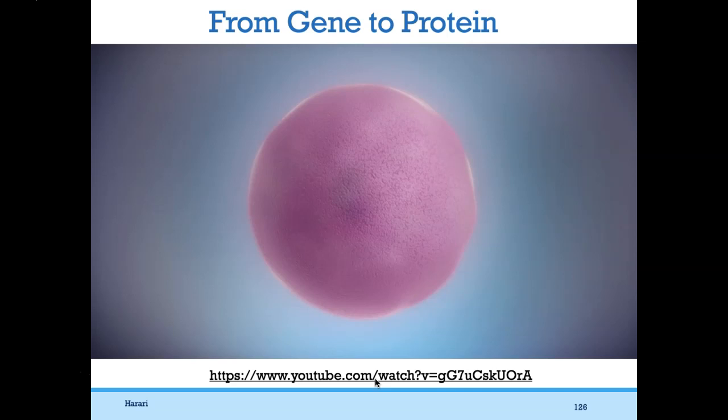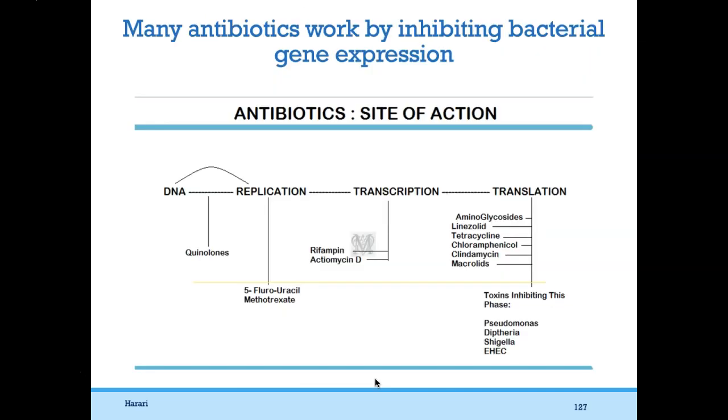But before we go to that, I just want to point out that many antibiotics work by inhibiting bacterial gene expression. So when you think about antibiotics, right, we're trying to control bacterial infections. What they're doing is stopping bacteria from making their proteins. If they can't make their proteins, or if they can't replicate their DNA, then they can't divide and infect us. So there are certain antibiotics that impact bacterial replication. There are some that directly impact bacterial transcription, and many impact bacterial translation.